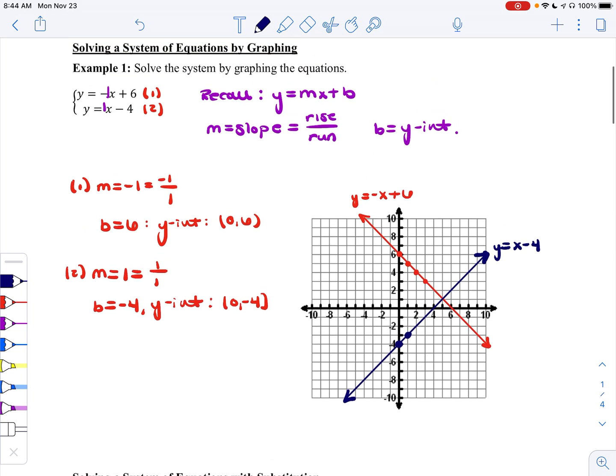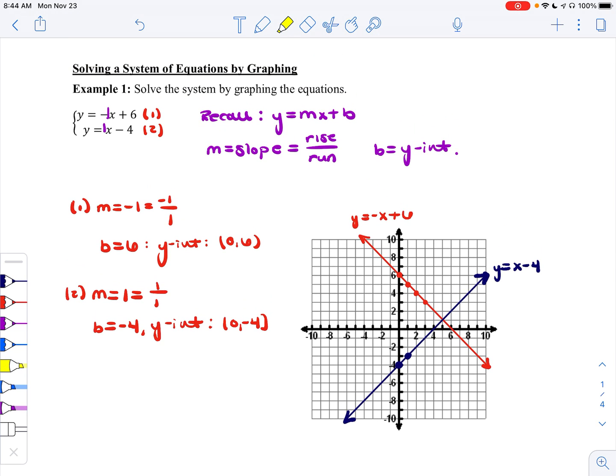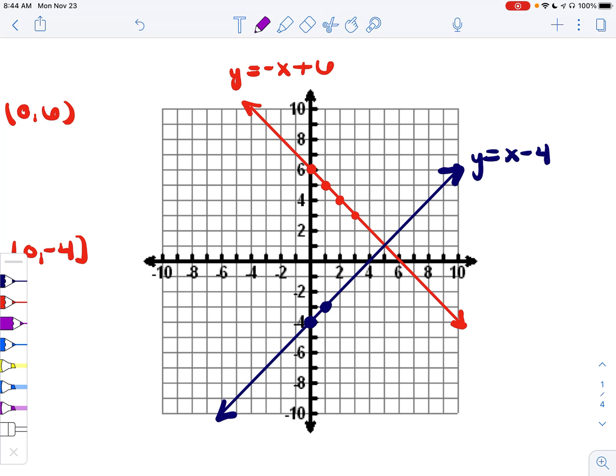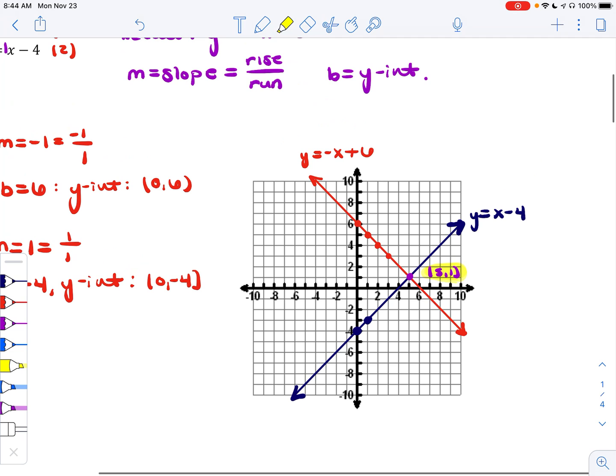All right, so now that we have this graph, remember our goal here is to solve the system. So when you're graphing a system of linear equations, the solution to your system is going to be the intersection of your two lines. So in this case, if we look at this graph right here and we look for where our graphs intersect one another, because that's where they're going to be equal to one another, that's why that's solving our equation, is at this point right here at (5, 1). Okay, so that is the solution to our system.